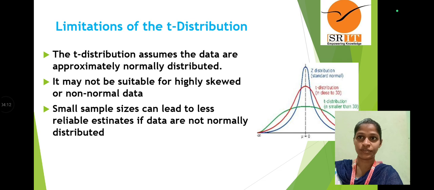Limitations of the t distribution. The t distribution assumes the data are approximately normally distributed. It may not be suitable for highly skewed or non-normal data. Small sample sizes can lead to less reliable estimates if data are not normally distributed. The graph shows the limitation of the t distribution.